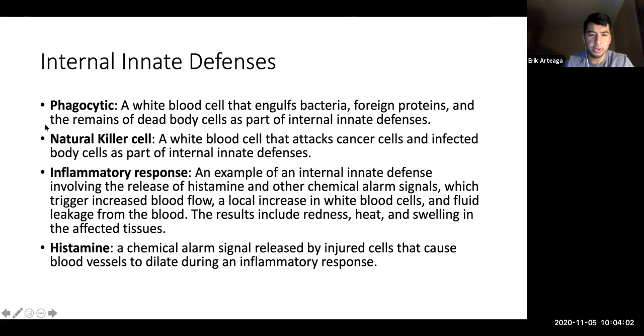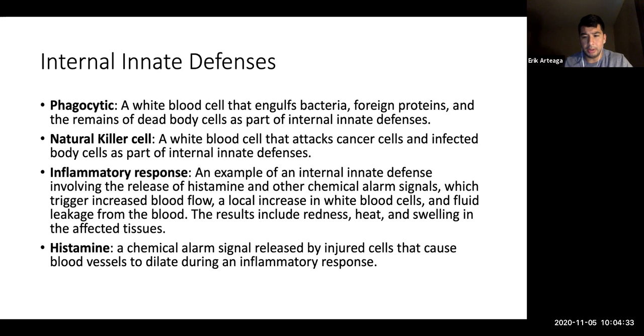But phagocytic cells are those cells that typically make a pus. They're floating around your body. They'll go and they'll eat things and make sure they're not going to be causing problems for you later. Inflammatory response, this is an example of internal innate defense involving the release of histamine and other chemical alarm signals, which trigger increased blood flow, a local increase in white blood cells, and fluid leakage from the blood. The results include redness, heat, swelling of the infected tissue.